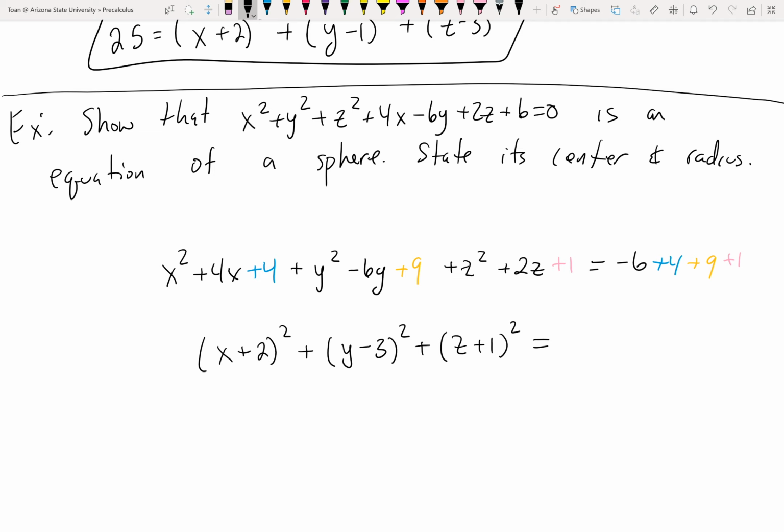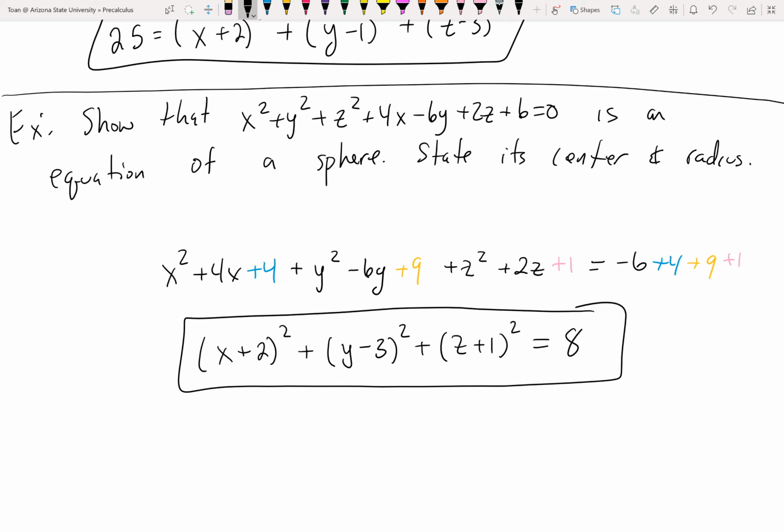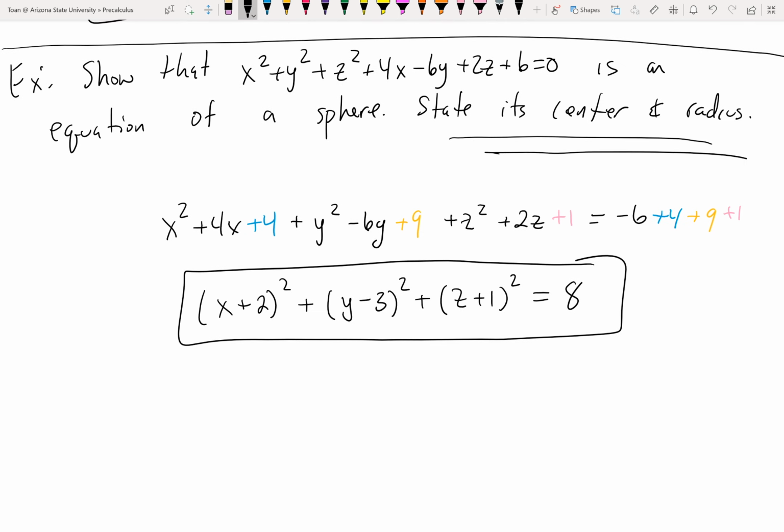And then you just go ahead and do the math on the right-hand side. So negative 6 plus 4 plus 9 plus 1 is negative 2, negative 1, that's going to be 8. So that right there is the equation of a sphere. But we also have to state its center and radius.